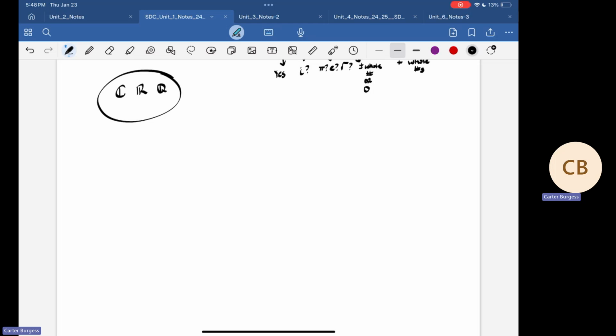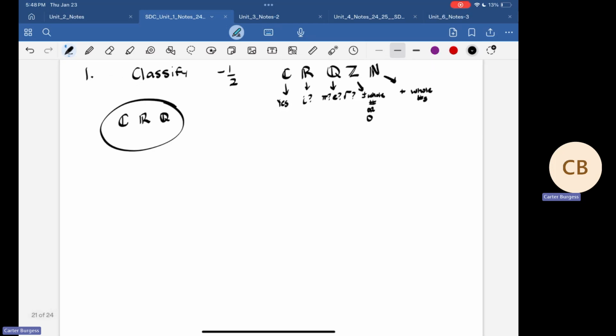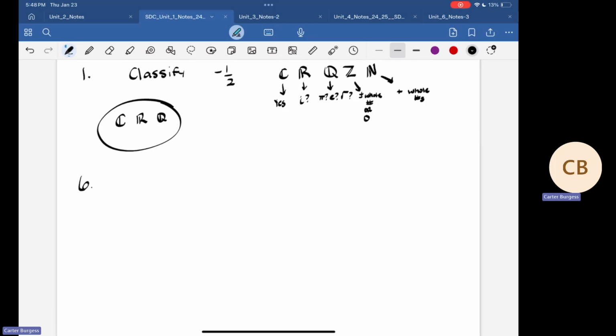Let's take a look at number 6 next. Jumping ahead a little bit. But actually, before we jump to number 6, let's take a look at number 3. So number 3, true or false? Ask the question: if a number is real, is it also complex?